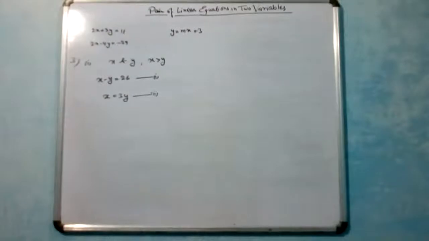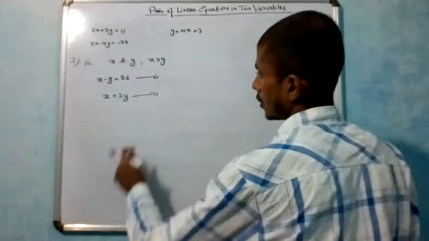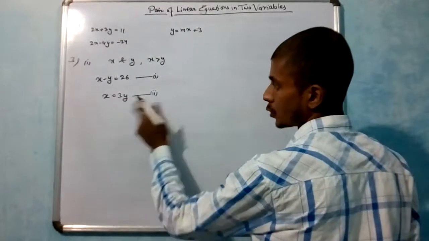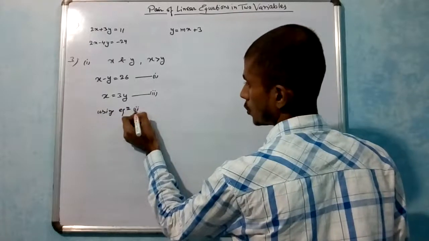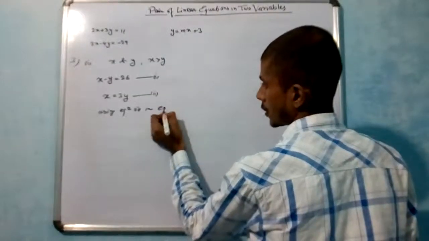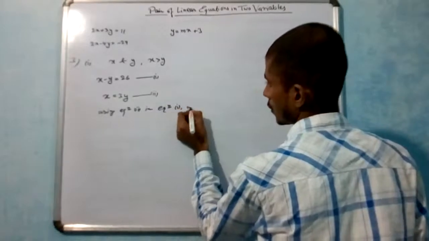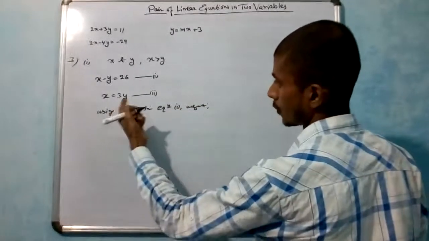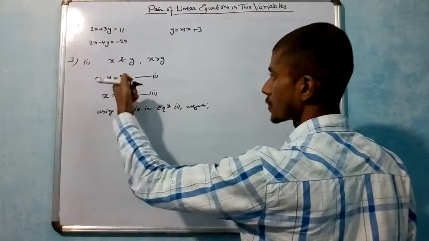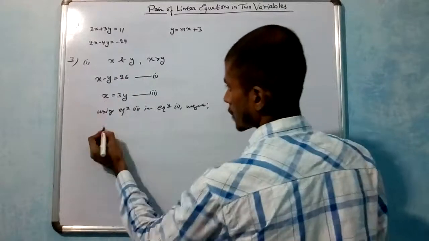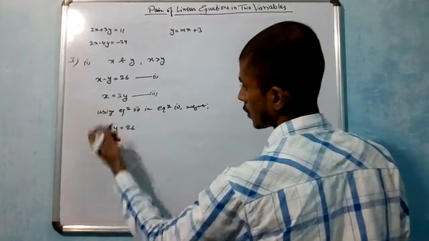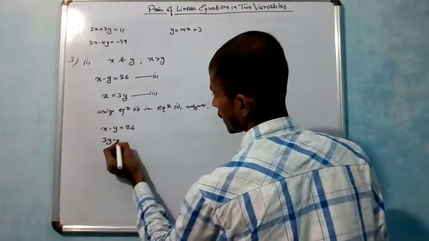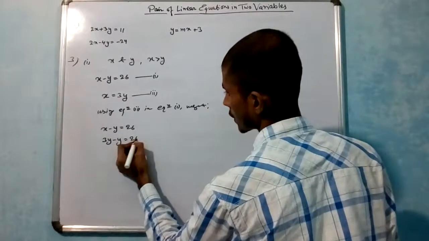Yes, Mithun, are you there? Okay. So what we will do? We will just use equation 2 in equation 1. So what is the first equation? x minus y is equal to 26. In place of x, what will we substitute? 3y. So 3y minus y is equal to 26. Fine.